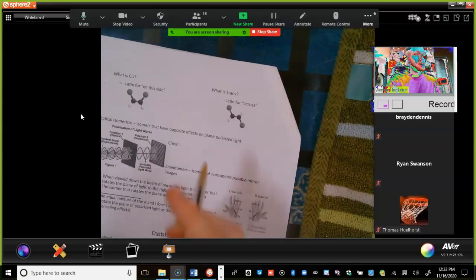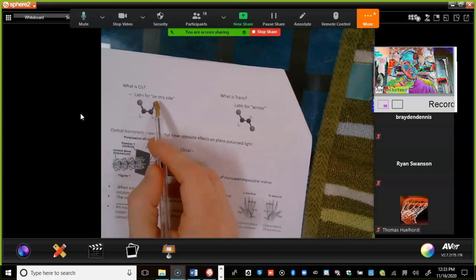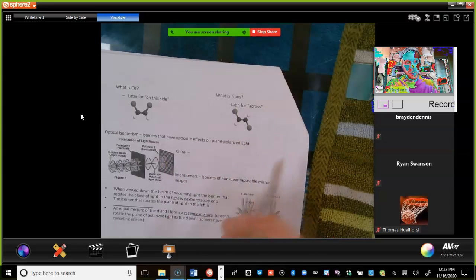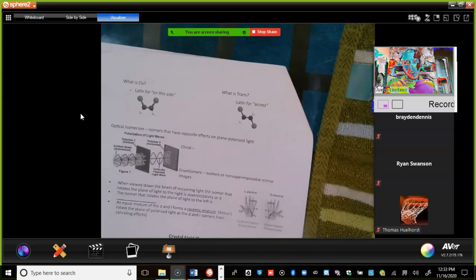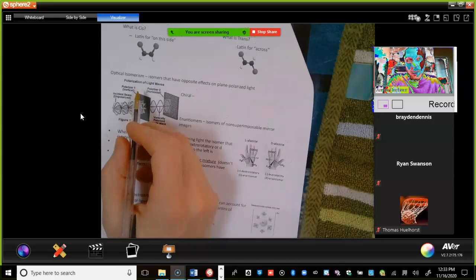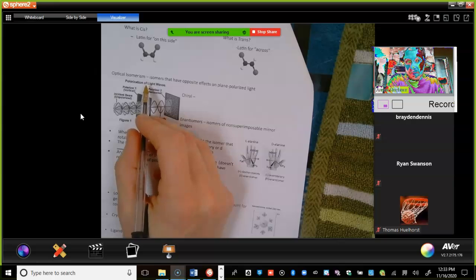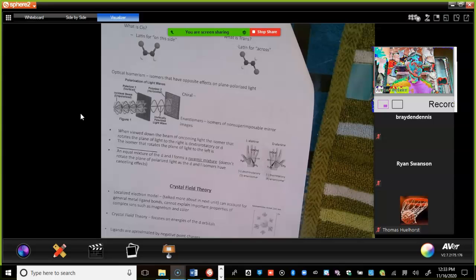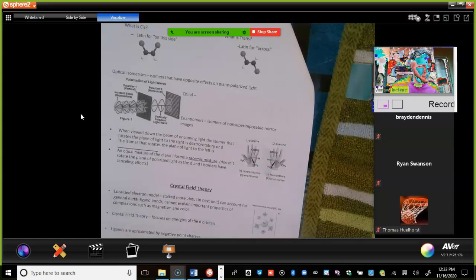Whereas, here's some more pictures. Look at that. Cis is Latin for on this side, same side, and trans is Latin for across. You guys probably know about trans nowadays. Alright, optical isomerism: isomers that have opposite effects on plane polarized light. So this is the really trippy one, kind of hard to wrap your mind around. But my hands are optical isomers because they're mirror images of each other. You can see that? Mirror images.